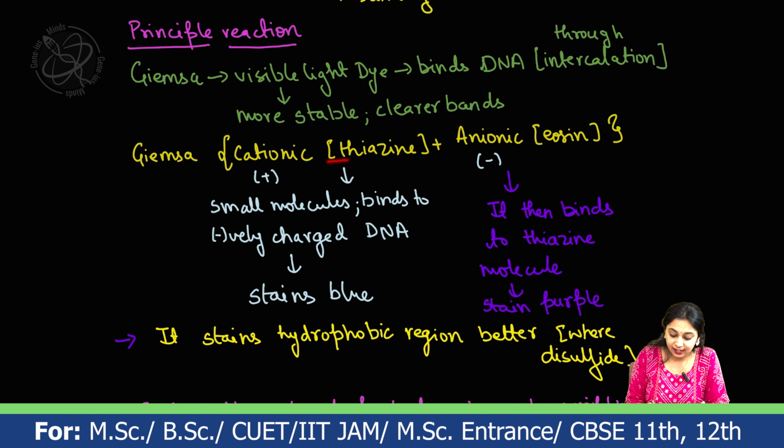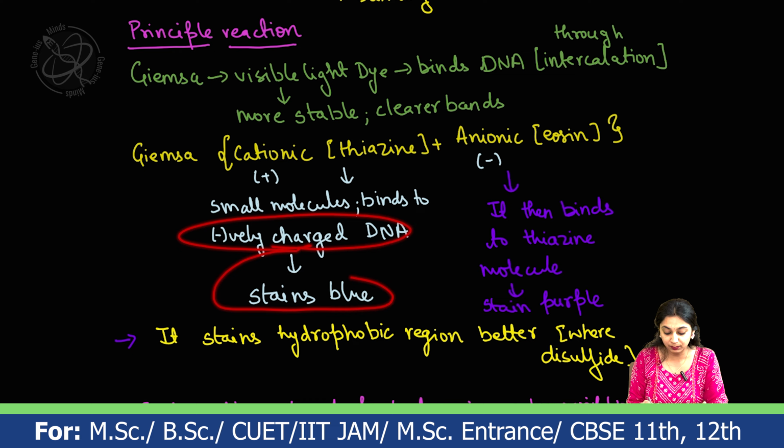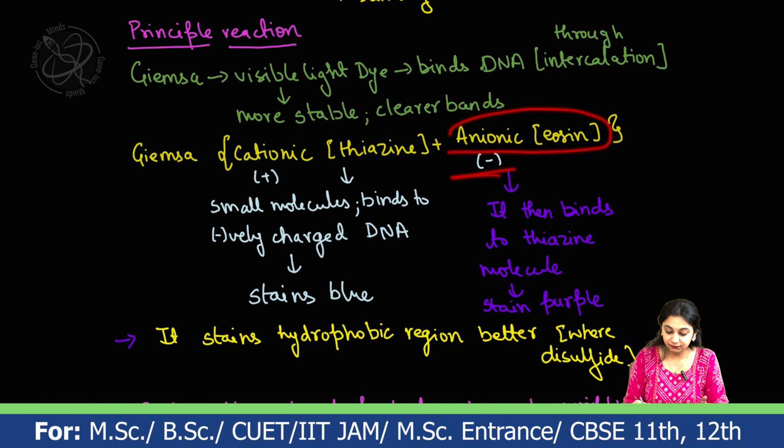The thiazine molecules are very small molecules. Since they are positively charged, they have affinity towards the negatively charged DNA molecule. So they immediately go and bind to that negatively charged DNA molecule and stain it blue. As soon as this cationic, positively charged molecule binds to the negatively charged DNA and it turns blue, the anionic eosin dye, which is negatively charged, comes and binds to the thiazine molecule, which is in turn bound to the DNA molecule.